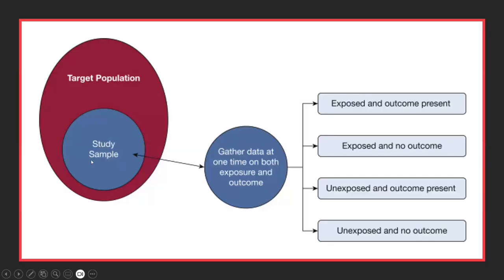So this is what a cross-sectional study looks like. You have a target population, and then you collect a subsample of that, and then you collect data from that. And you look at 4 outcomes of it. First, there is exposure, and there is the intended outcome or the outcome of interest. Second, there is exposure, but there is no outcome of interest. Third, there is no exposure, but there is the outcome of interest. The fourth is the group of patients who don't have the exposure and don't have the outcome of interest.